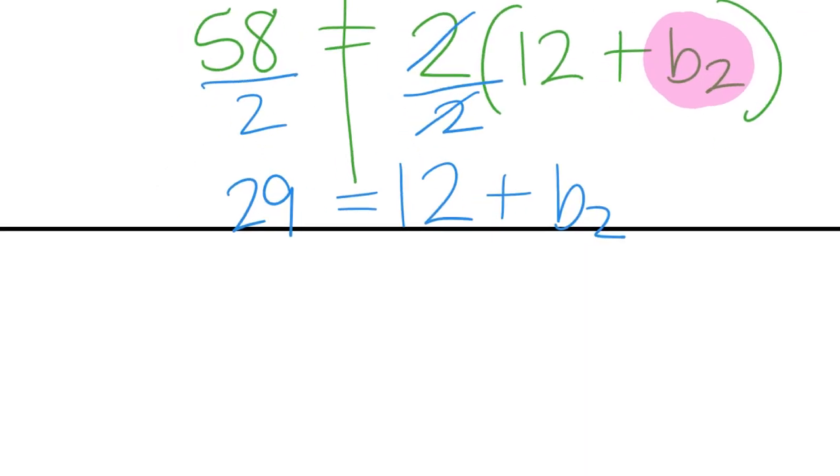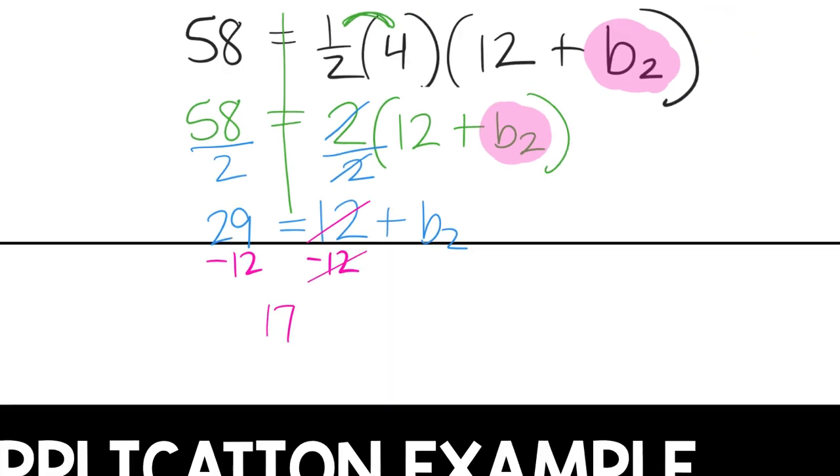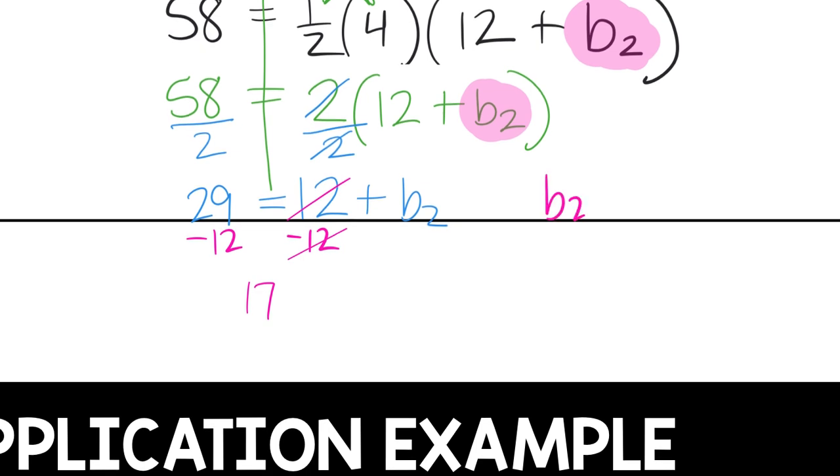And then to solve for the second base, you could just subtract 12 from both sides. So you would get 17. So the second base of this trapezoid would be 17 feet.